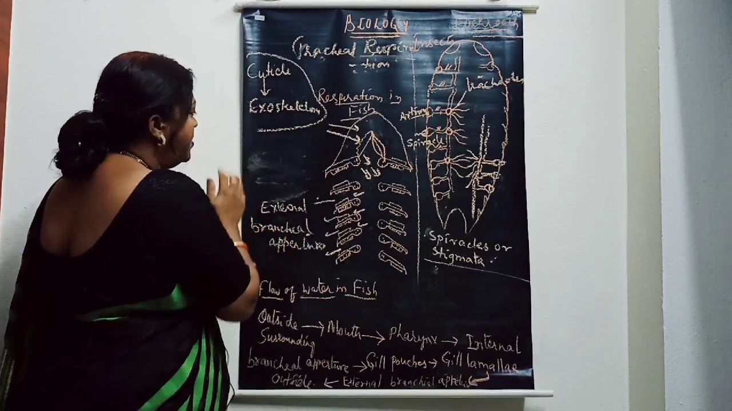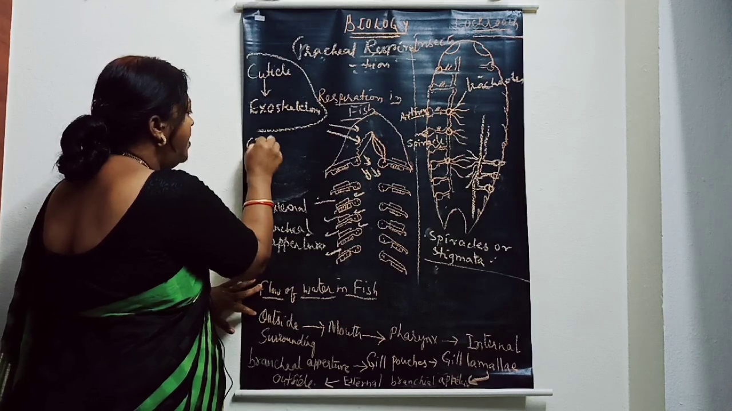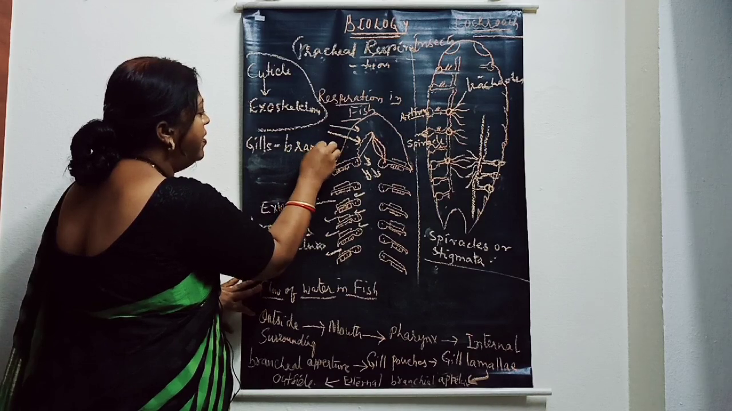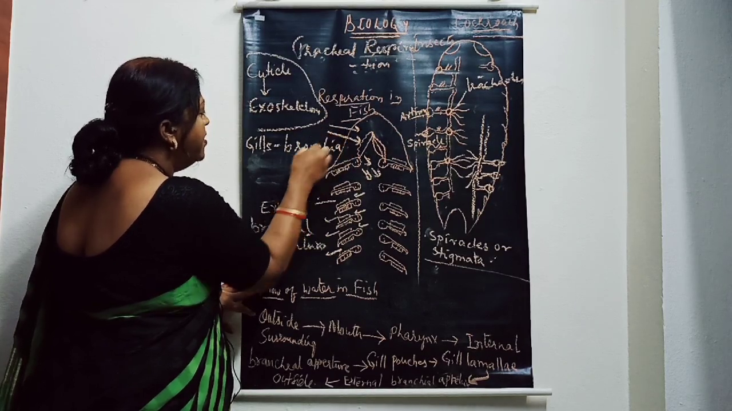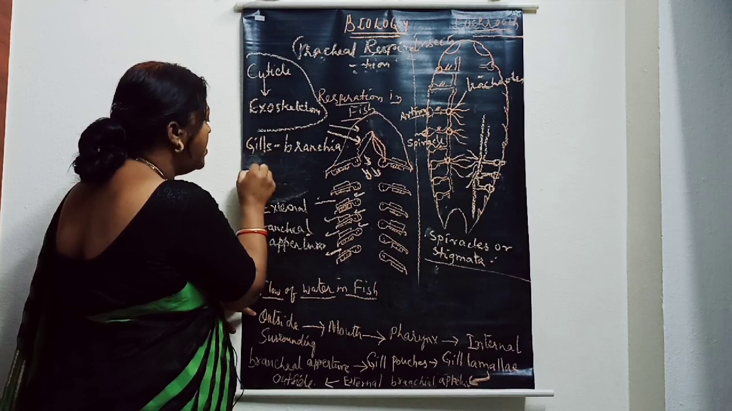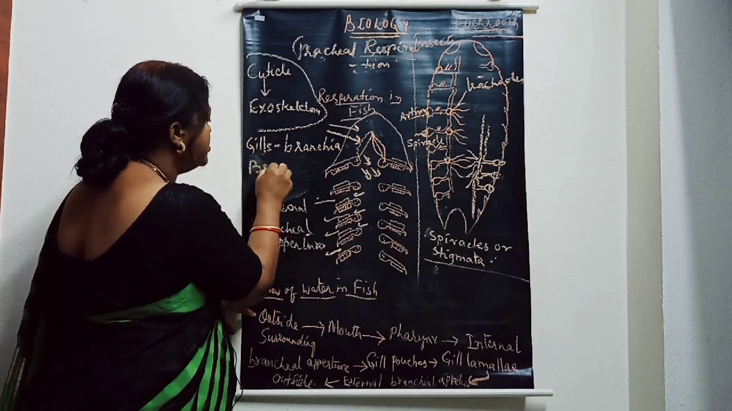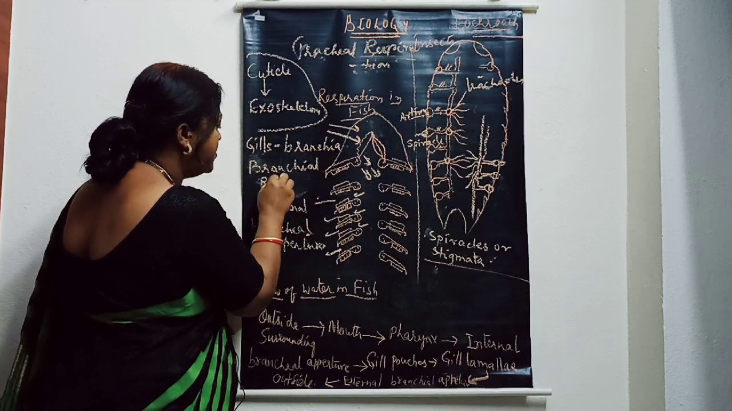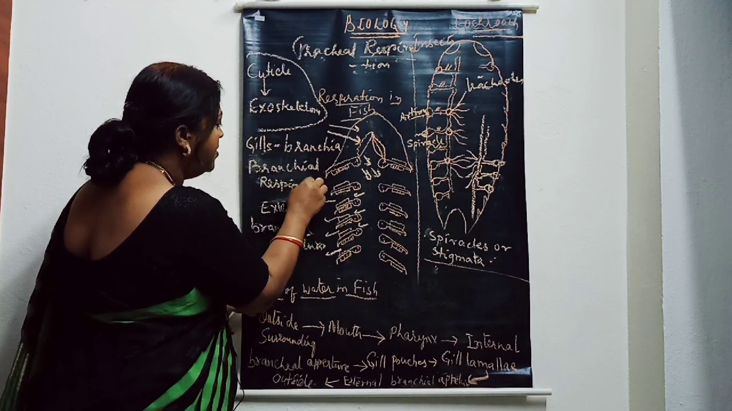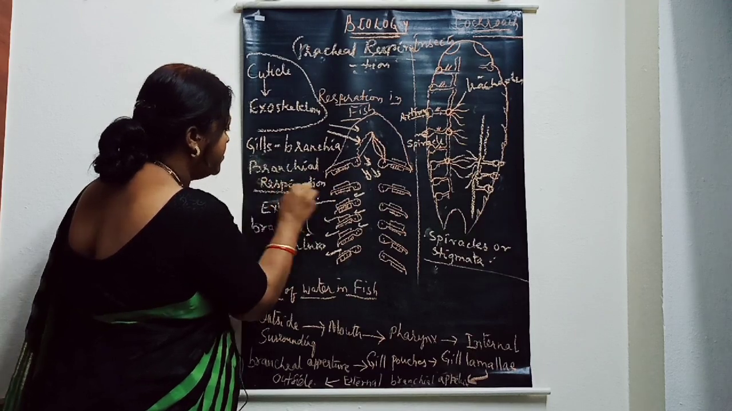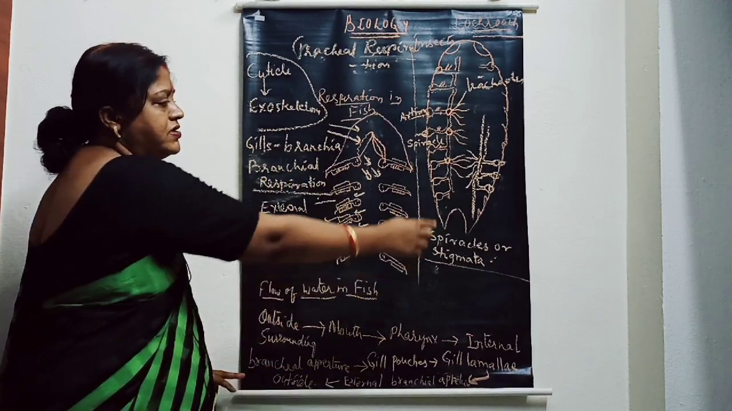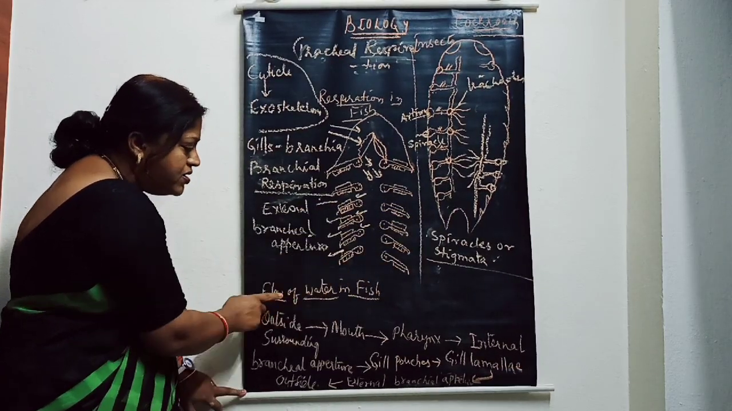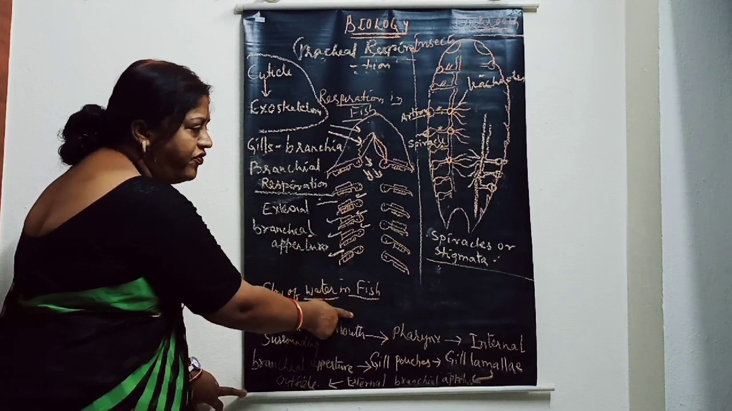Gills are also called branchia. So gill respiration is also called branchial respiration. Okay, so now take down. This is tracheal respiration and this is branchial respiration, children. This is the flow of water in the fish.